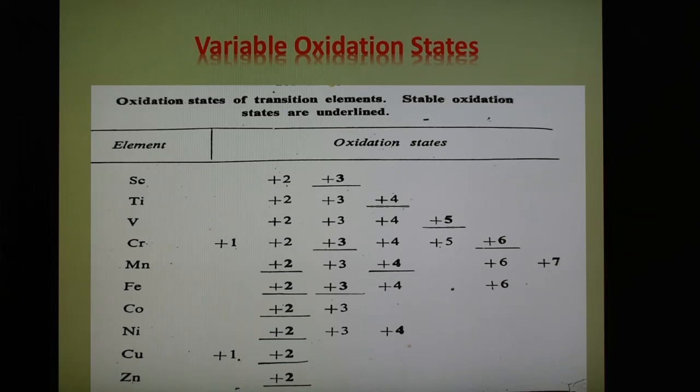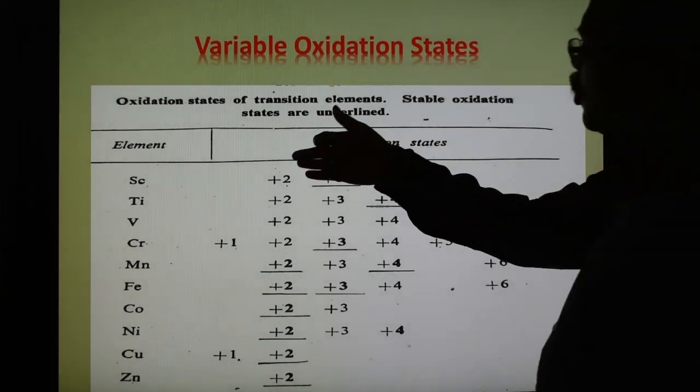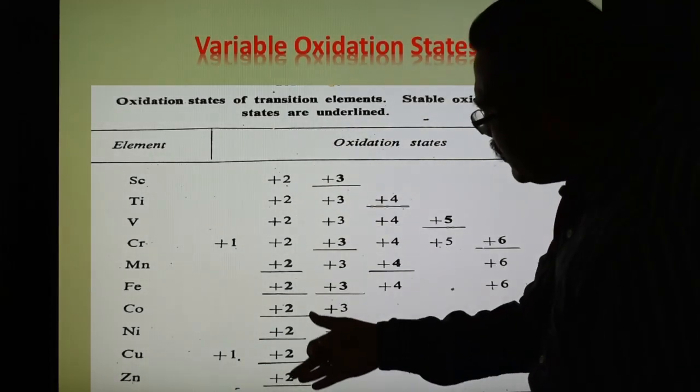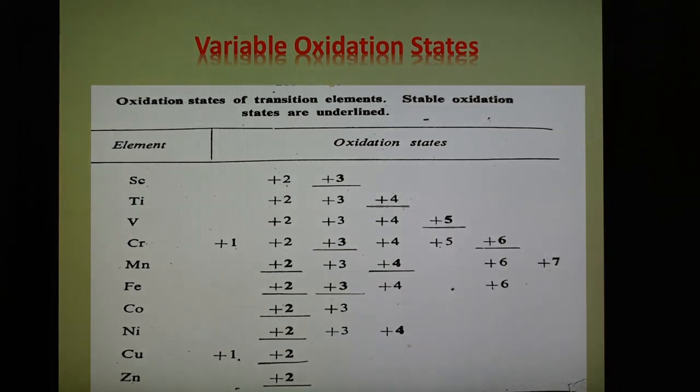The third important point is that in the first transition series, the common oxidation state shown by all the elements is +2. So these are the three important points we can explain on the basis of this table.